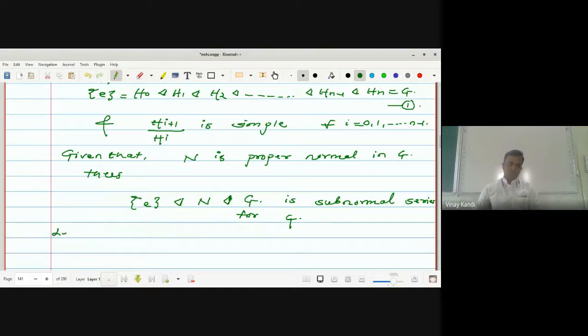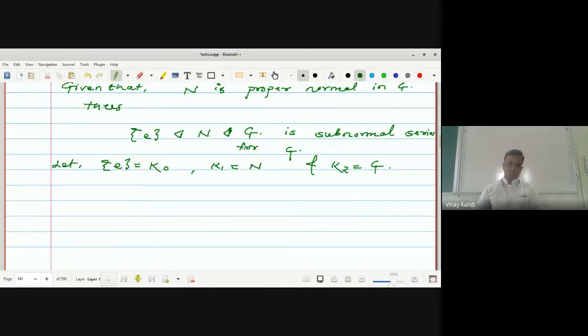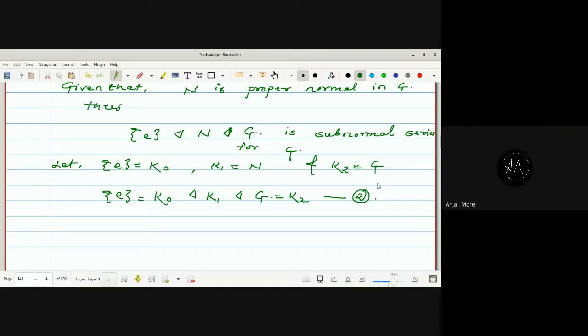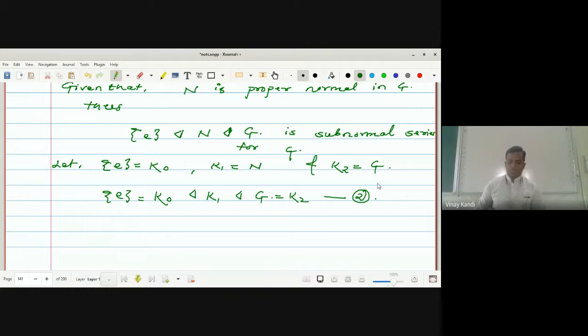Now let this singleton E be equal to K0, K1 equal to N, and K2 equal to G. So by this notation we get the singleton E, which is equal to K0, is normal in K1, which is normal in G, which is equal to K2. Any doubt? This is equation number 2.